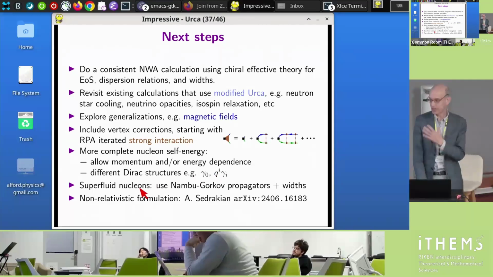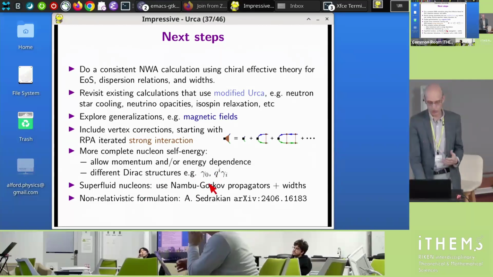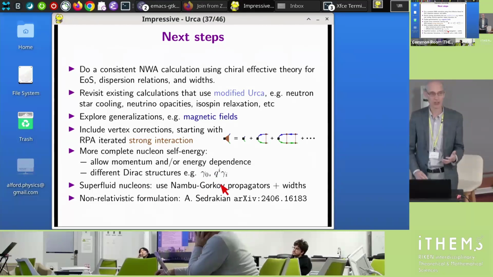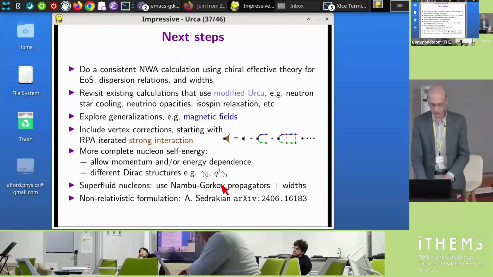Superfluidity, which was just mentioned, is here. You could do the same thing, but use Nambu-Gorkov propagators, which are the things you use when you have a superfluid and particles can turn into antiparticles. You could do this calculation again, but this time with Nambu-Gorkov propagators, allowing for the possibility of superfluidity of the neutrons or the protons. And I should also mention that there's been a non-relativistic formulation. Ours was relativistic, but there's a non-relativistic formulation done by Armin last year, in which he was able to address some of these things. So, okay, that's the end.